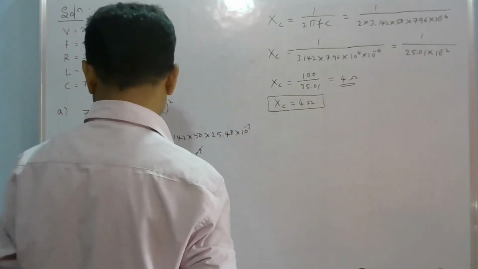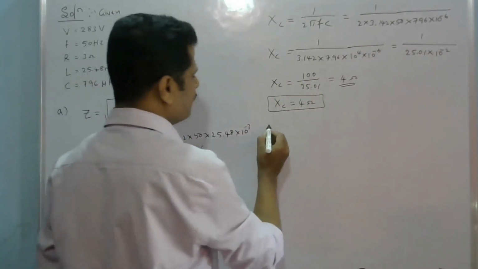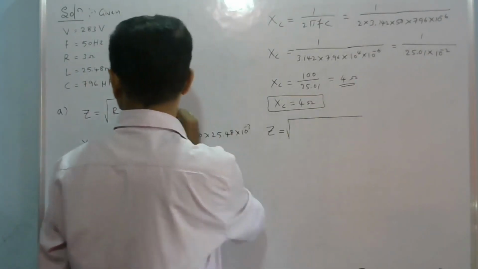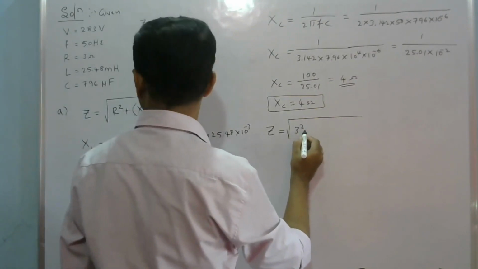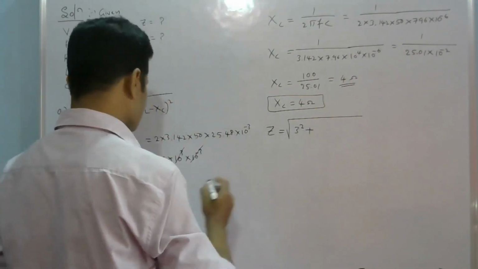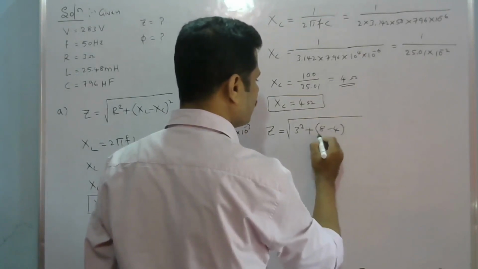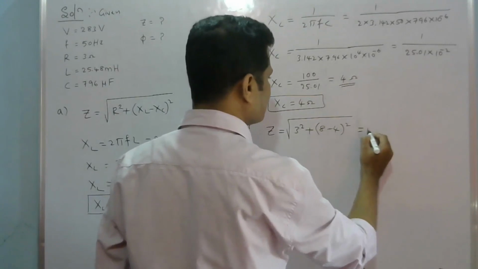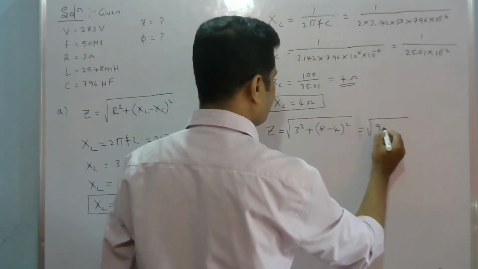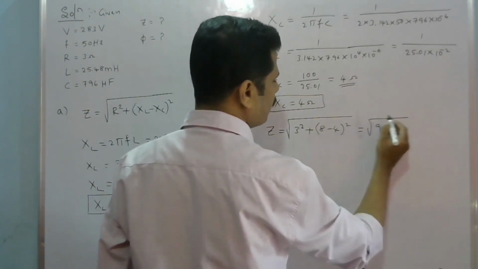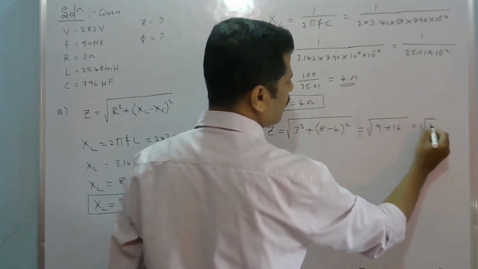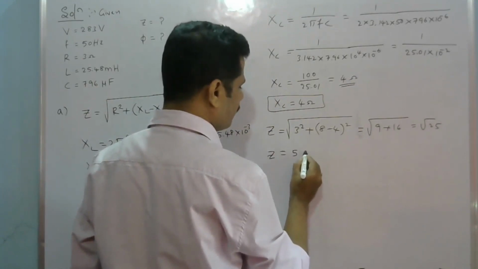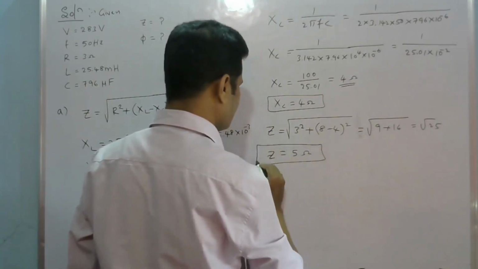After getting XC and XL, we can now find out Z. We know that Z equals the square root of R square, where R is 3, so 3 square, plus (XL minus XC) whole square, that is 8 minus 4 whole square. This can be written as 9 plus 16, so Z equals the square root of 25, that is 5 ohm. This is the impedance of the circuit.